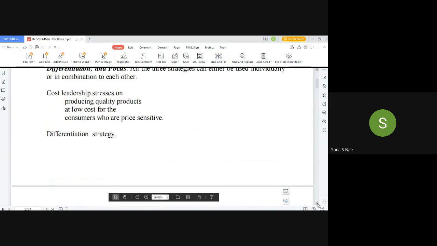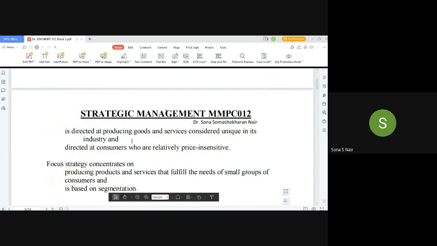The second generic strategy is the differentiation strategy, which is directed at producing goods and services considered unique in the industry. So they might have some features which are good, more valuable, and it is directed at consumers who are relatively price insensitive. What do you mean by price sensitive and price insensitive? When the price changes, if the customer switches to another product from a competitor, that customer is price sensitive. And even if the price changes, if the customer does not change his preferences and does not go to buy some other product from some other competitor, then that customer is not price sensitive.